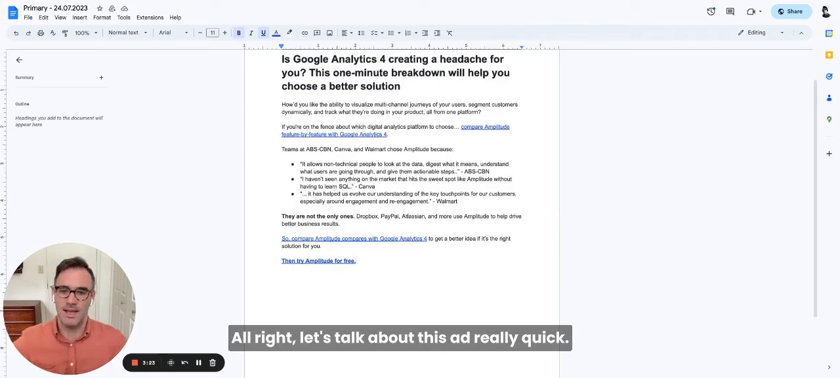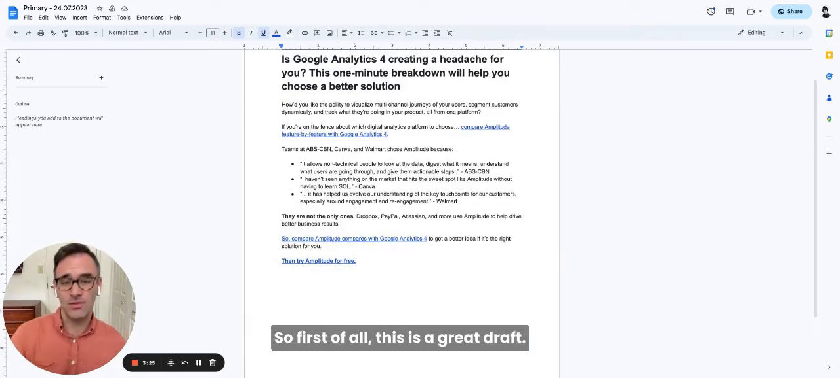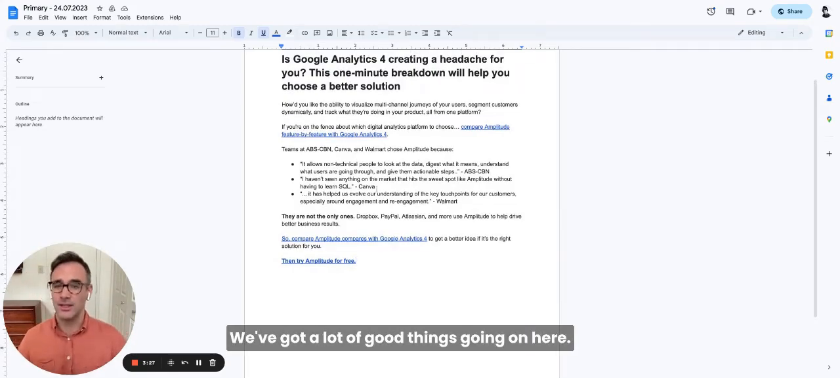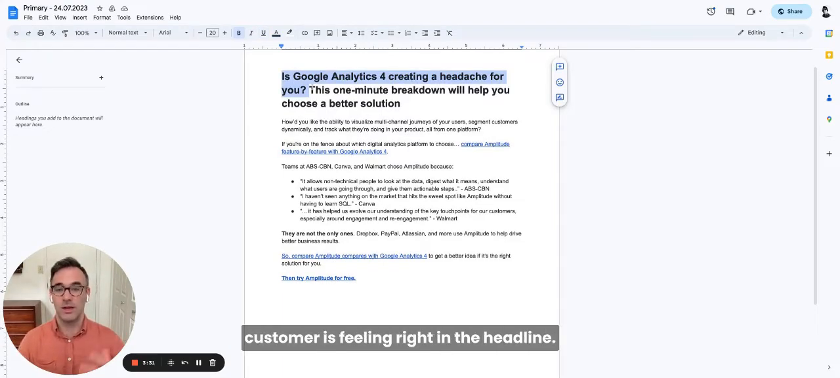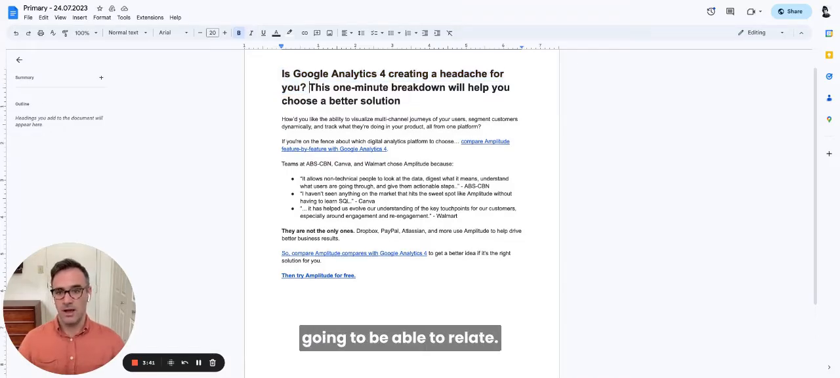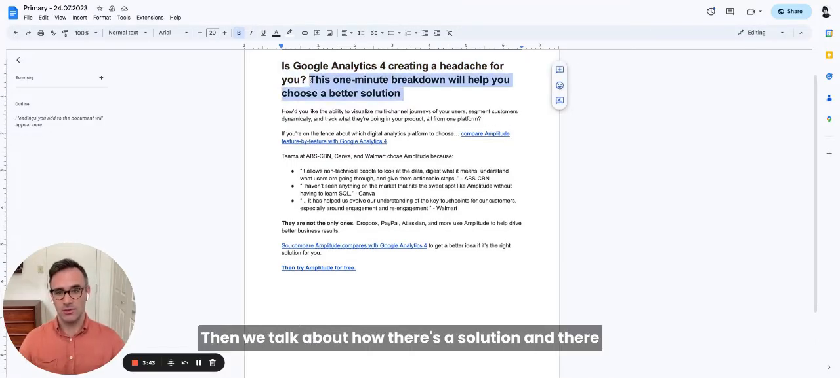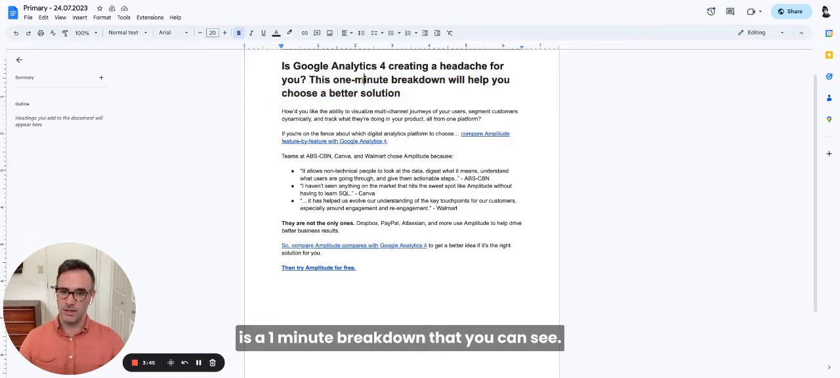All right, let's talk about this ad really quick. So first of all, this is a great draft. We've got a lot of good things going on here. We speak to the pain that the customer is feeling right in the headline. We talk about how it creates a headache for them. And if anyone's used Google Analytics 4, and a lot of Stack Marketer readers have, they're going to be able to relate. Then we talk about how there's a solution, and there is a 1-minute breakdown that you can see.